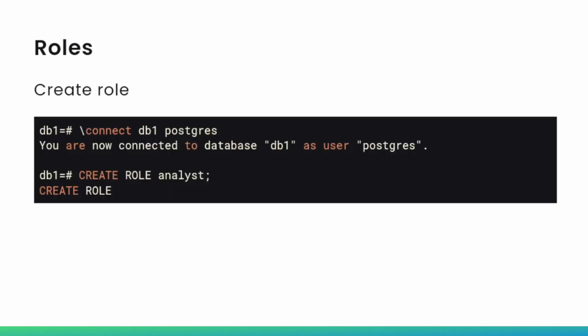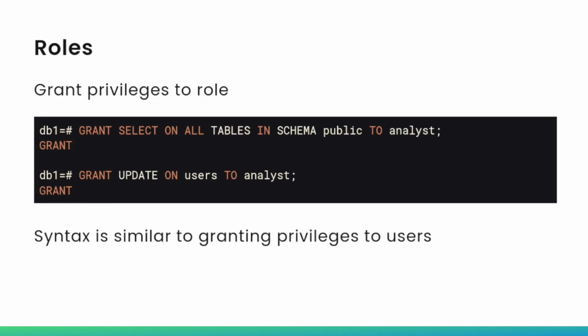Let's create a role called analyst. We use the create role command and provide a name, in this case, analyst, and we can grant privileges to our analyst role just like we grant permissions to users. So grant select on all tables in schema public to analyst and grant update on users to analyst. So now analyst can query all the tables in schema public and can update the users table.